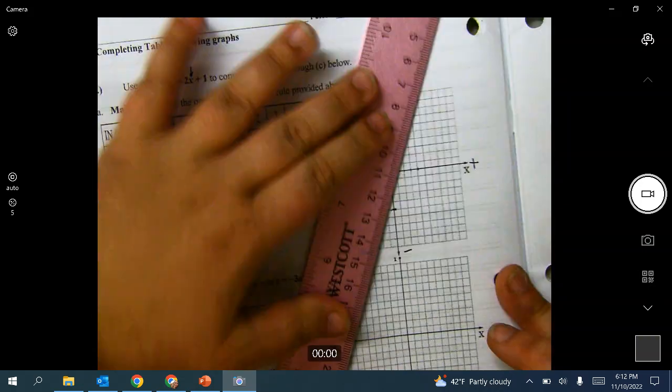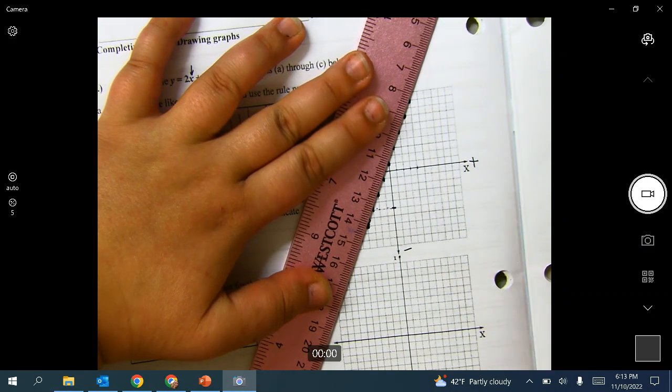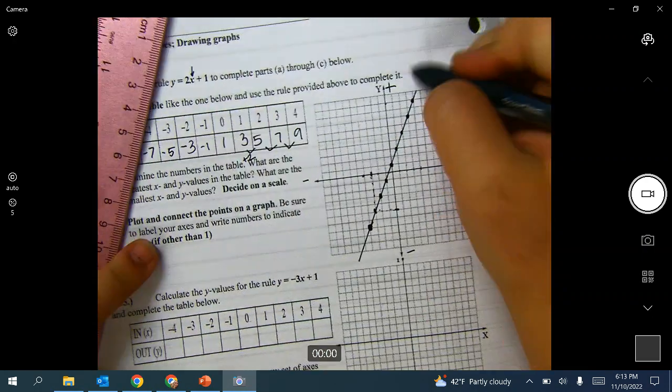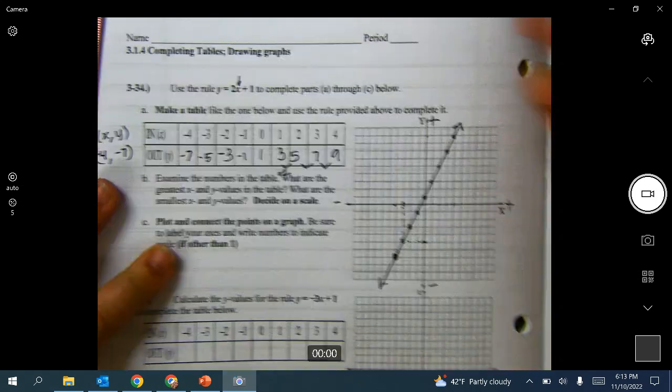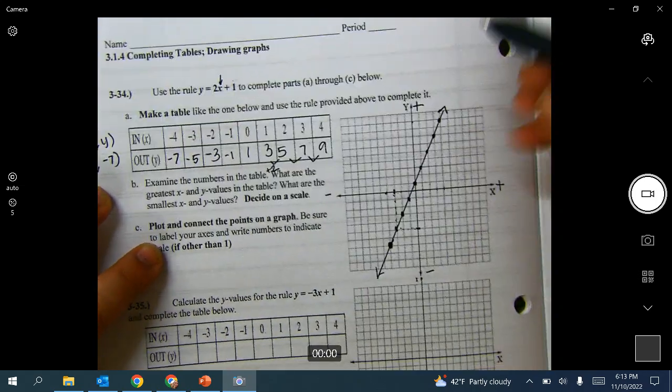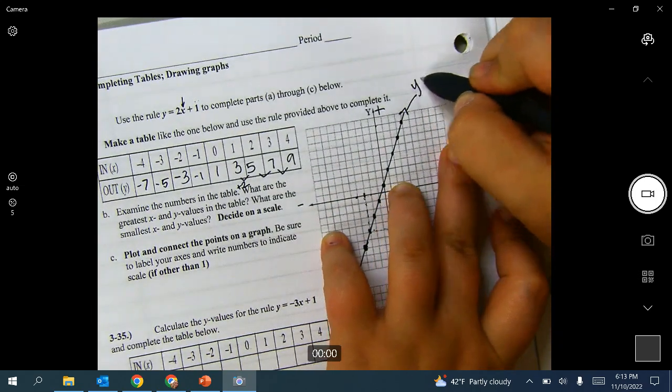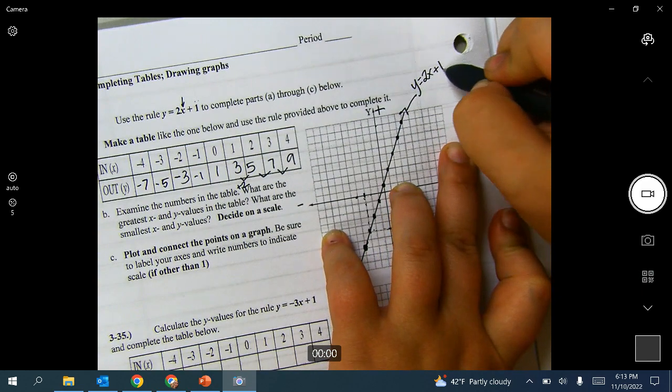Okay, and then I can go ahead and connect these points, and that is the line that this equation represents. So we would call this line y equals 2x plus 1.